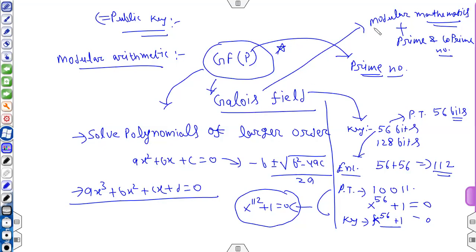But the key thing is, in Galois field these are the two things: it is based on modular arithmetic or modular mathematics, and prime and co-prime numbers. That's why modular arithmetic is the base of any mathematical design of any cryptographic technique. That's why this topic is included here in our subject or syllabus. So basically we have to talk about the modular arithmetic.